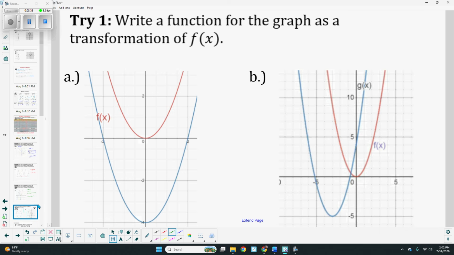So there's 2 here for you to try. You can pause, give them a try. The answers are posted on Google Classroom in the blank notes at the very end.